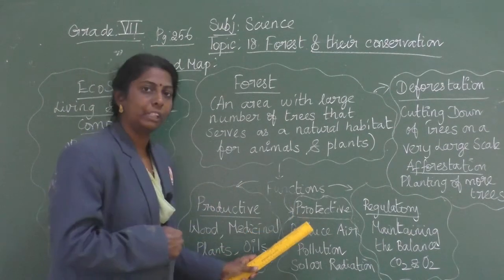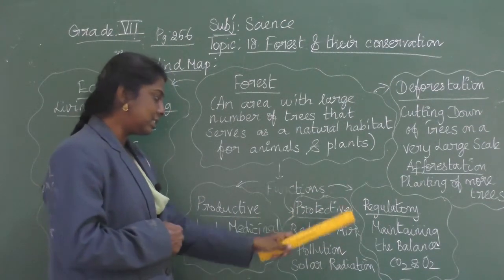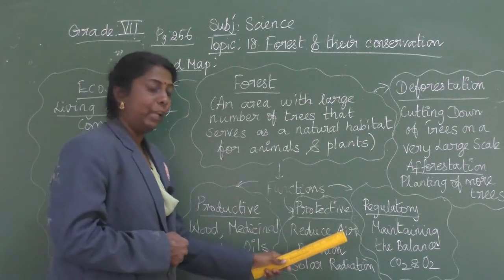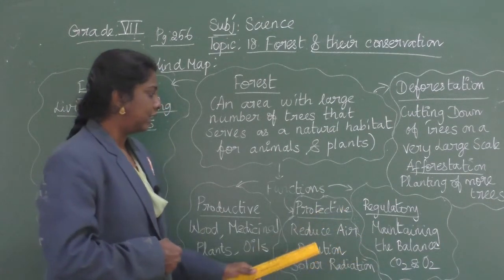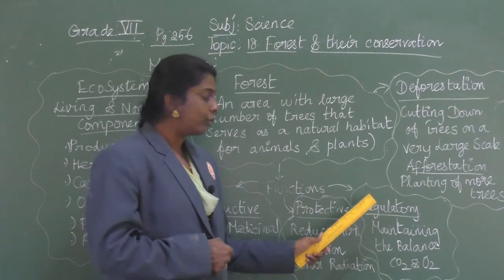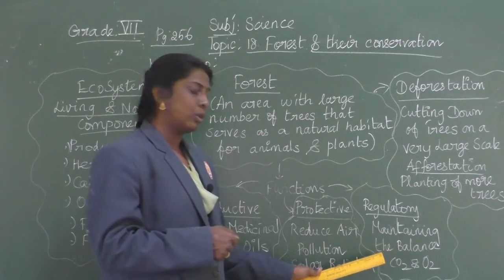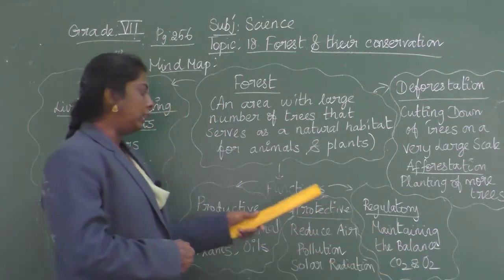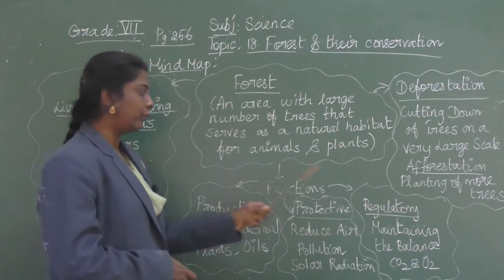Next category is protective function. Protective functions of forest. Under this topic we are going to learn about how forests reduce air pollution, solar radiation and all. Clear? Then next we are going to learn about the regulatory function of forest. Here we are going to learn about maintaining the balance of carbon dioxide and oxygen. So all these are three different categories of functions.